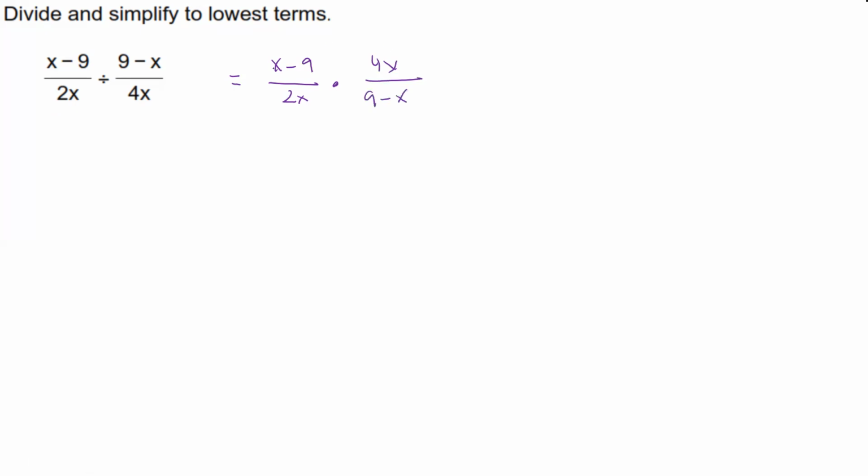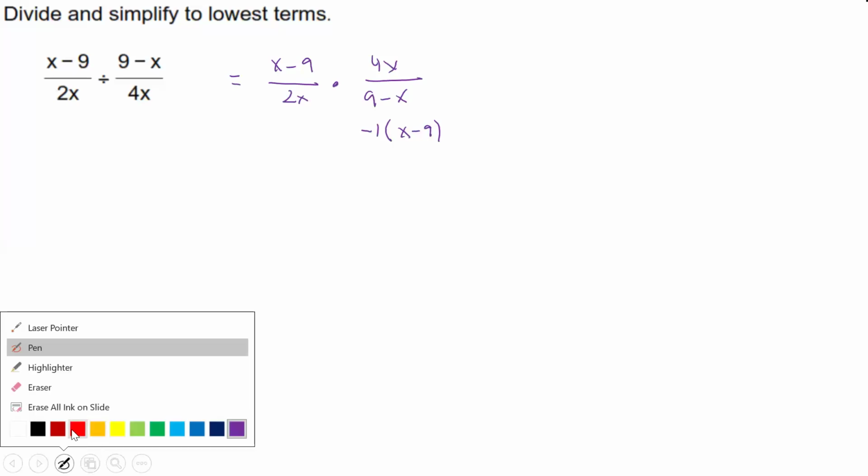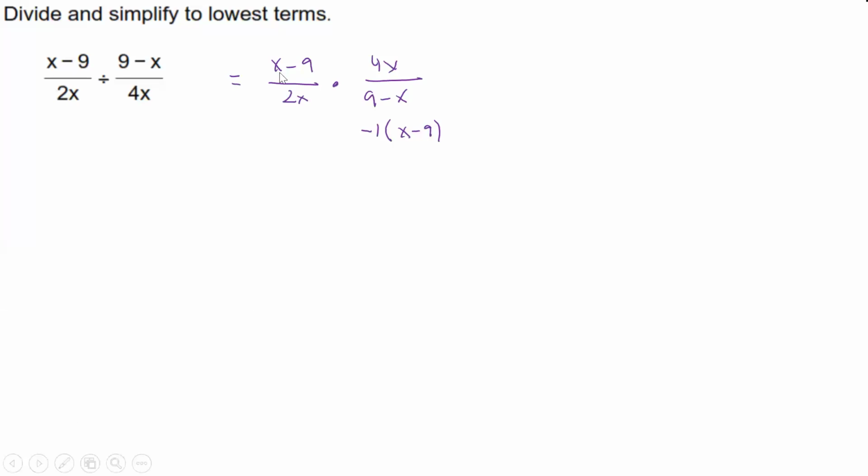All right, notice we have x minus 9 and 9 minus x. So I'm going to say, well, let's factor out a negative 1 and rewrite it with the order of this. So that would be x minus 9. Okay, so we've changed this into this. And at that point, x minus 9 will cancel x minus 9.